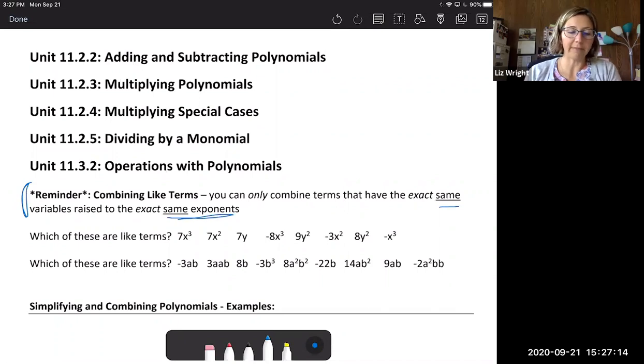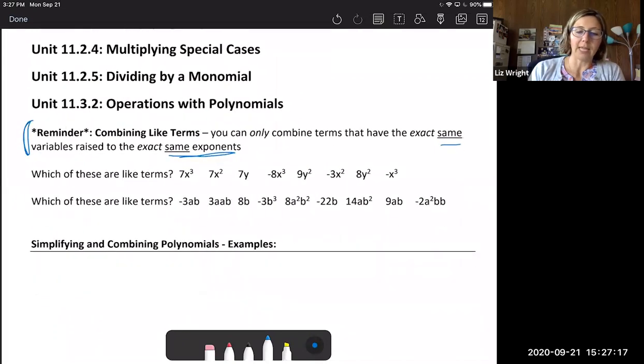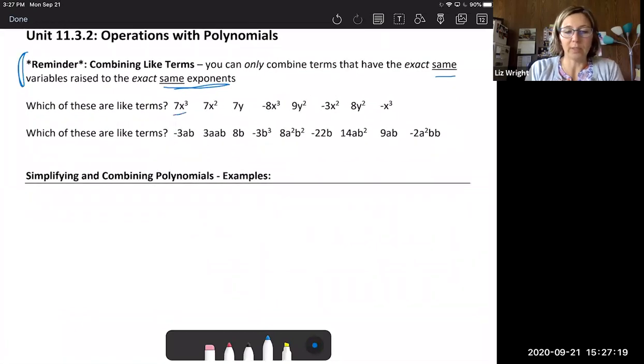So if we look across in that first line, which of these are like terms? What I do is look at this first one, 7x cubed, and I look across the line and are there any other x cubed terms? Yeah, we've got an x cubed term here and an x cubed term here. So those would be considered like terms. Then our next one, I'm looking for an x squared term, and I see another x squared term over here. And then I'm looking, are there any y terms, just y terms by themselves, y to the first? No, there's no more. What about y squared? And yes, there's a y squared term here and also one over here.